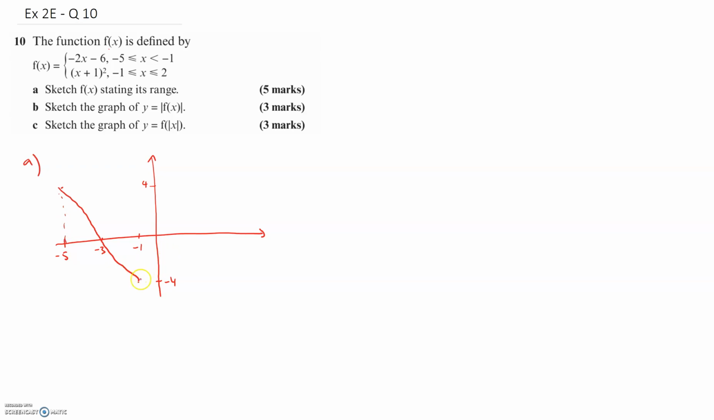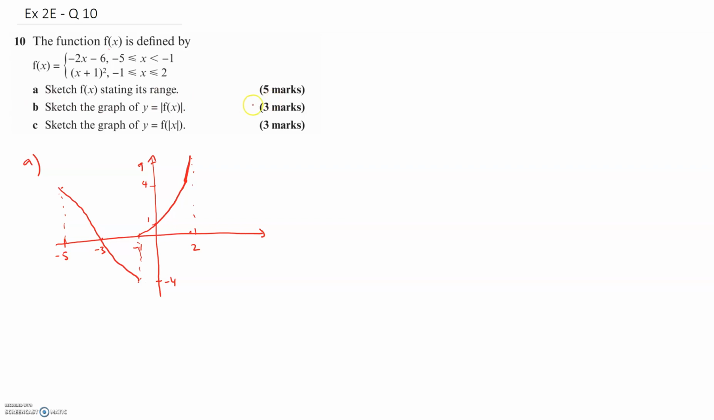So that's what happens at those points. Between -1 and the point 2, we've got a quadratic curve. If you sub in -1, you're going to get 0. If you equate x to 0, you're going to get 1. So it's going to cross the y-axis at 1, and it's going to curve up like that. If you put in 2, you're going to get 9. If you sub in x as 2, you'll get 9. So that's what the graph will look like.